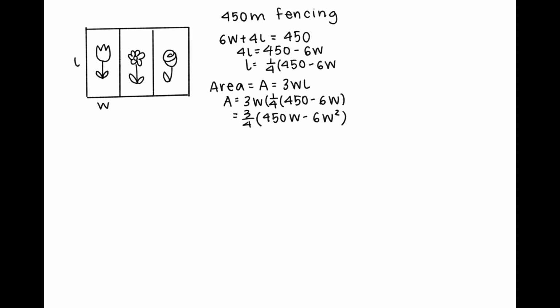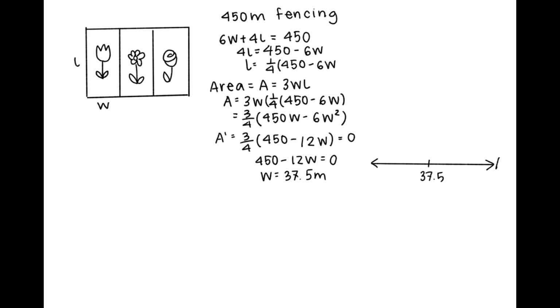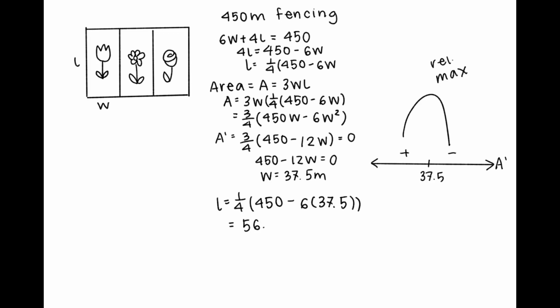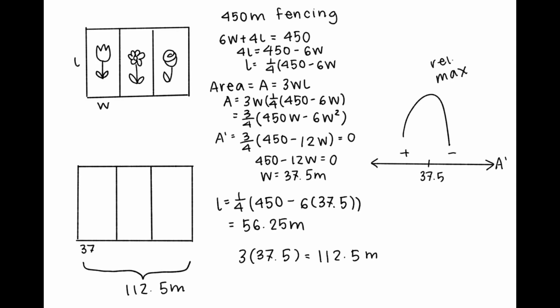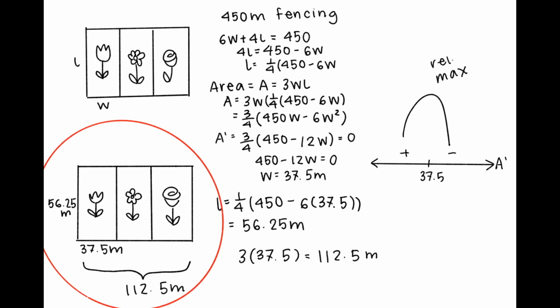Using optimization, you find that A prime is 3/4 of 1/4 of 450 minus 12 widths. The critical value is 37.5 meters, where area results in a maximum. If the entire bottom section is 3 widths, the garden is 112.5 meters by 56.25 meters. At each 37.5 meter interval along the bottom, you know you'd have to create a divider in the garden.